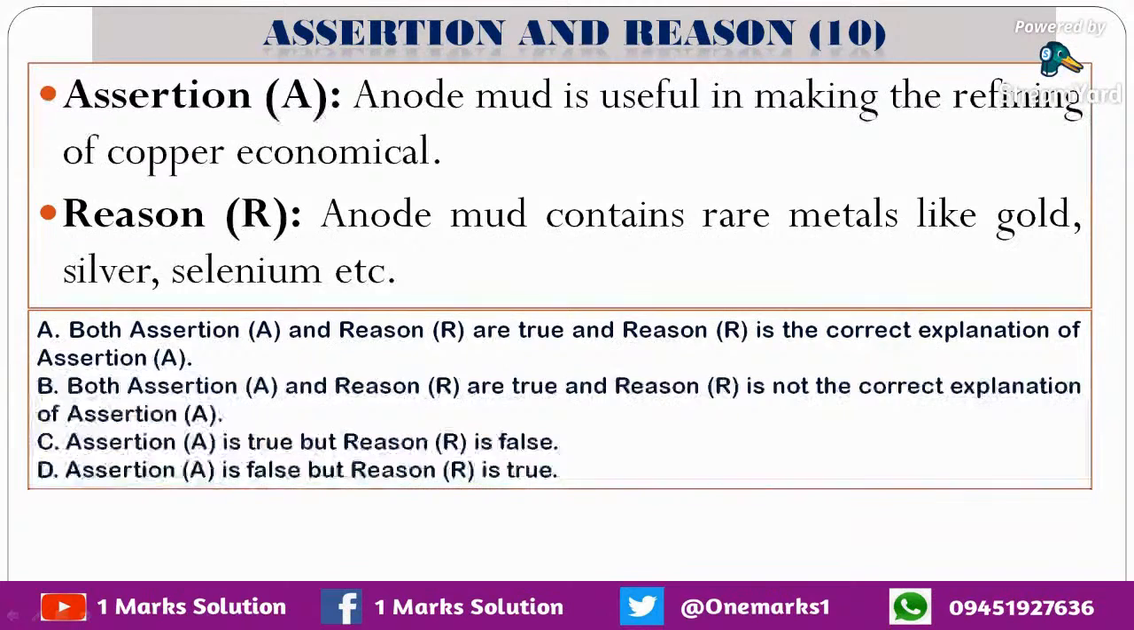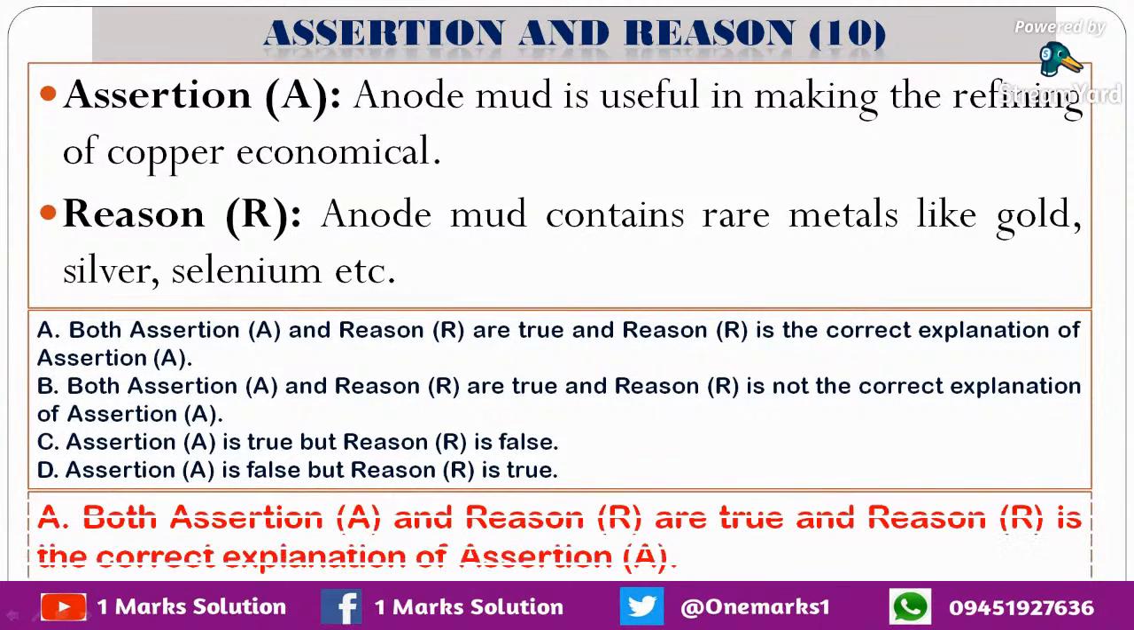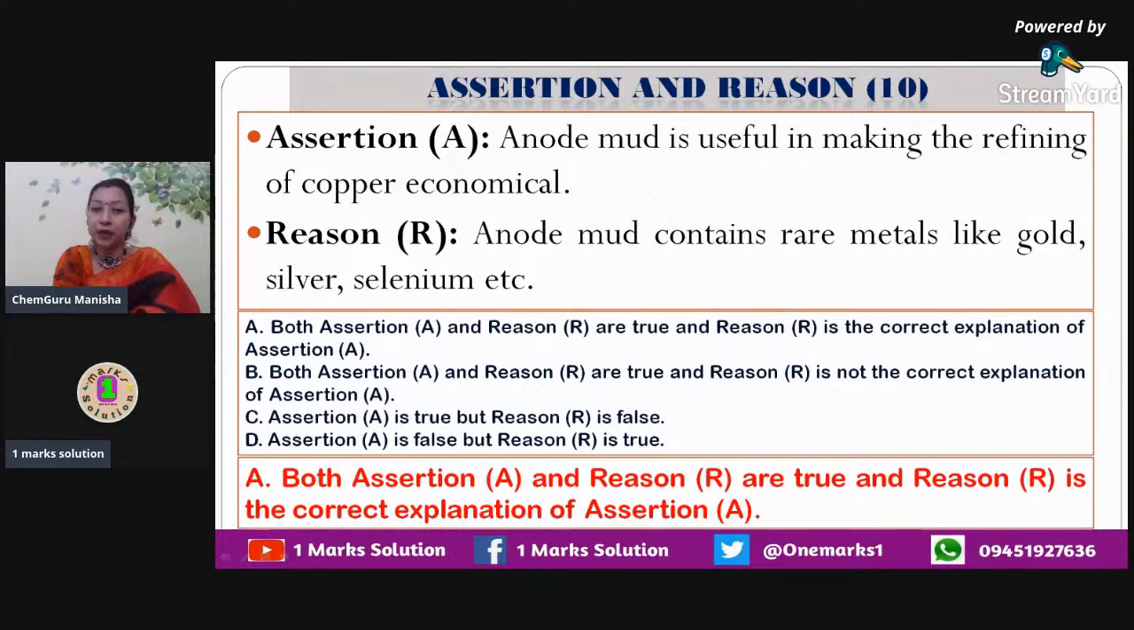Next assertion that we have is anode mud is useful in making the refining of copper economical, and reason is anode mud contains rare metals like gold, silver, selenium. So yes, assertion is true, reason is also true, and reason is very well explaining. That is why हम copper के साथ उसको use करते हैं, because उसमें gold, silver जैसे ingredients होते हैं, rare metals होते हैं, and they don't dissociate. They have a huge temperature difference in comparison to copper. So that is why we can use such mud so that we can refine the copper economically.